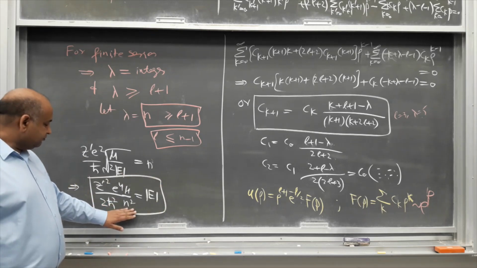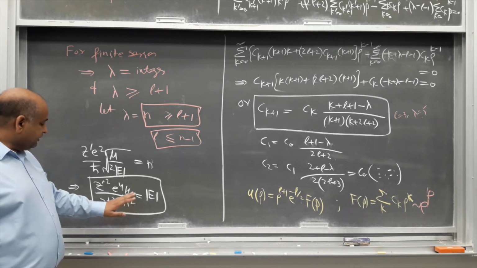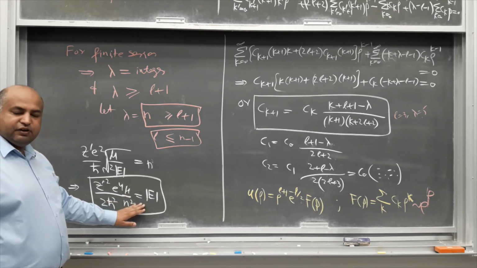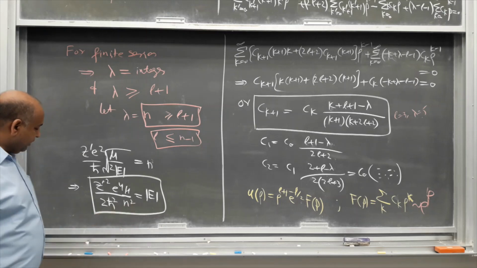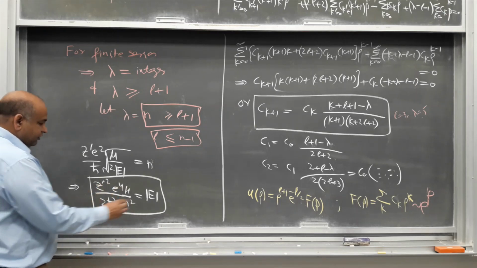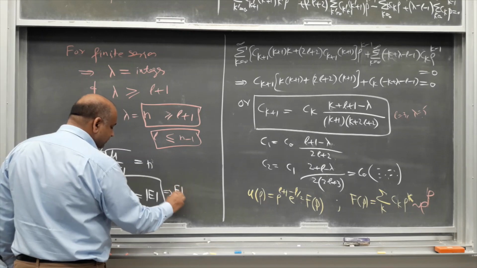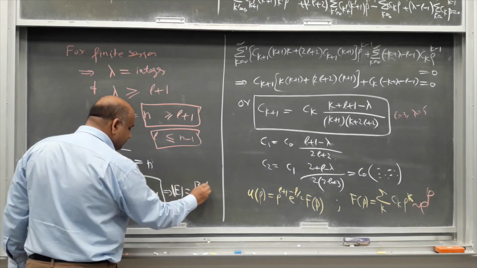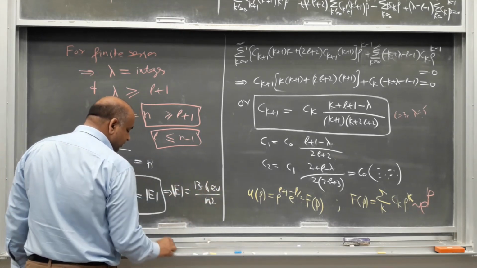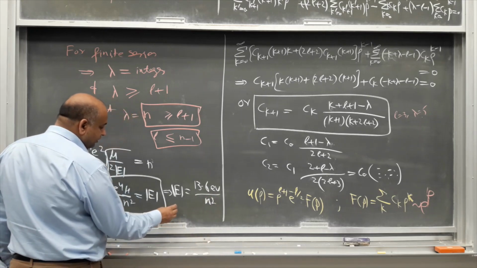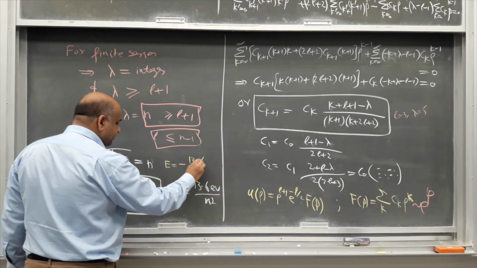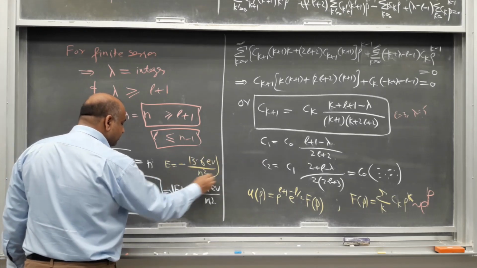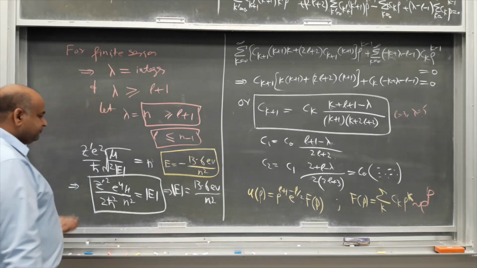This is the expression for energy, which exactly matches that of Bohr's model and experimental observations at the time of Schrodinger equation. By the way, if we put all of these values here, we get E = 13.6 electron volt over n squared. And if you recall, E was negative of this, so energy is minus 13.6 electron volt over n squared.